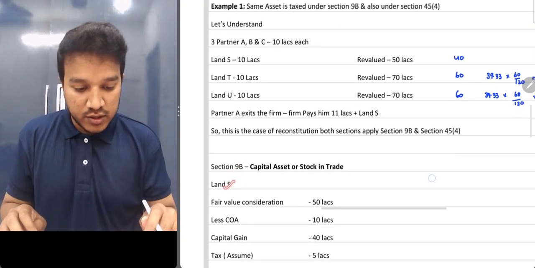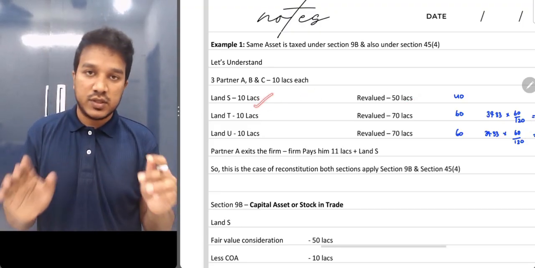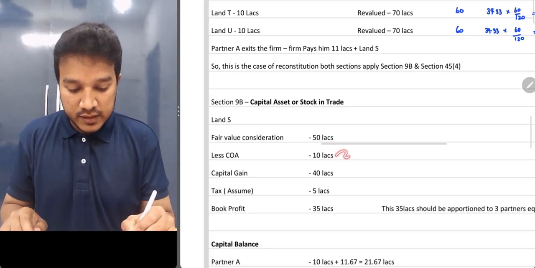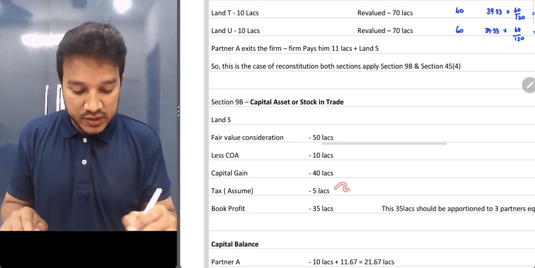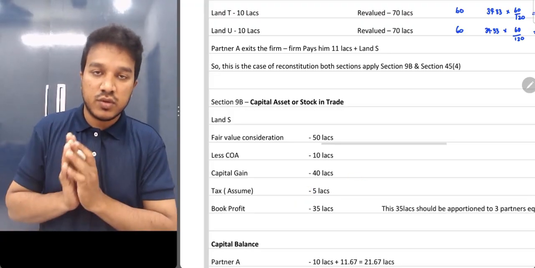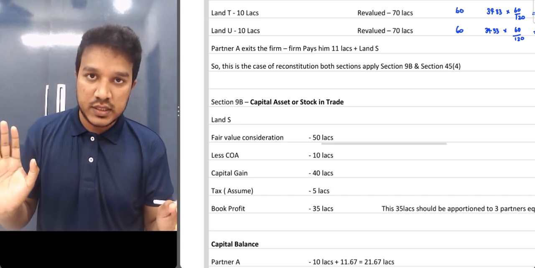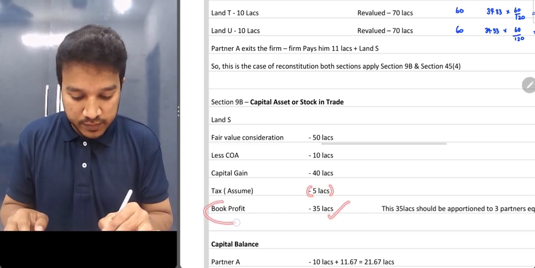The fair market value of the land is 50 lakhs, and the cost of acquisition we will take as the book value, 10 lakhs. So 50 lakhs minus 10 lakhs, the capital gain is 40 lakhs, and we have assumed a tax here, just as an example, of 5 lakhs. Ideally long term capital gain would be 12.5%. So you remove the tax also, and this is your book profit.